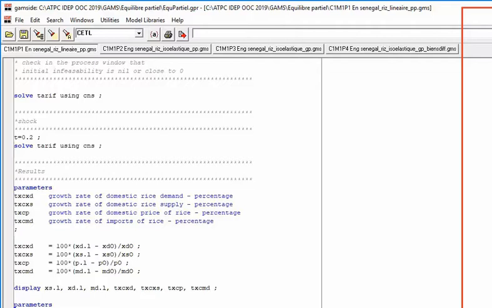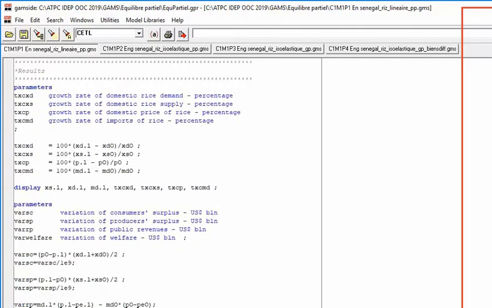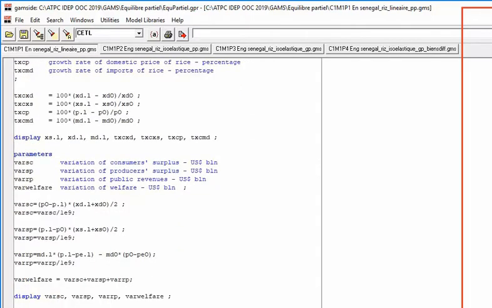And for the final value, of course, at this moment, this is xd.l, because it's the current value of the variable xd, which is here the final value of the variable xd. So after that, I just want to ask a display of all these variables, the current values of the variables xs, xd, md, and so on, and also the value of the parameters. And then I declare parameters which are variations of surpluses and variations of public revenues and of welfare.